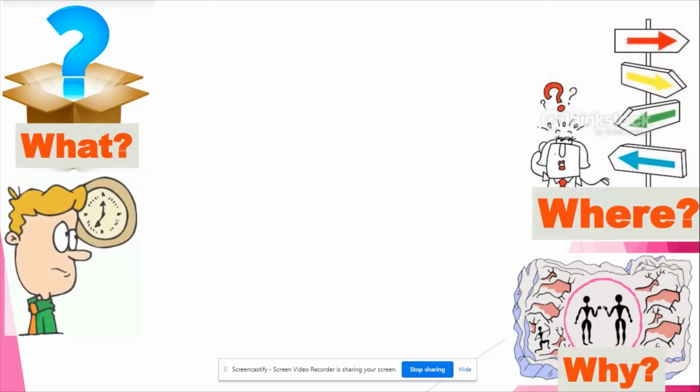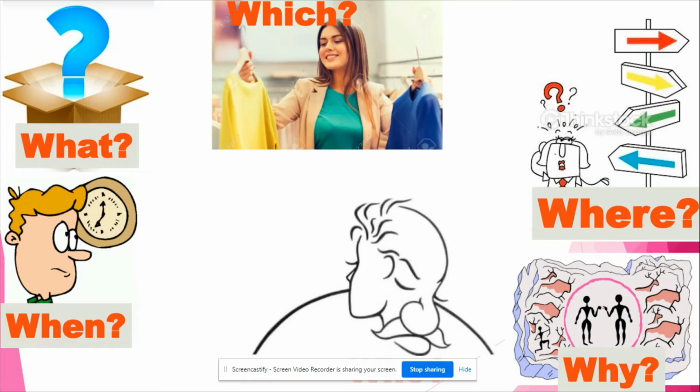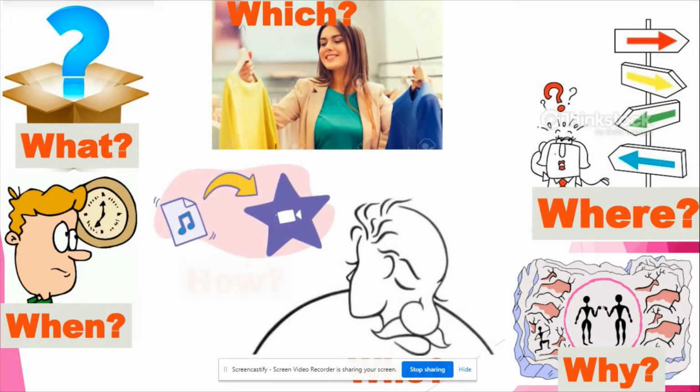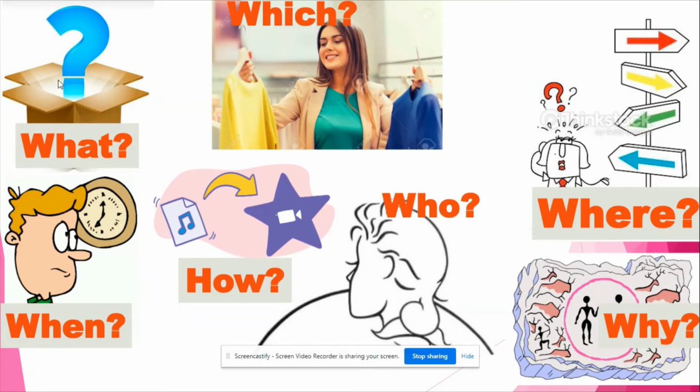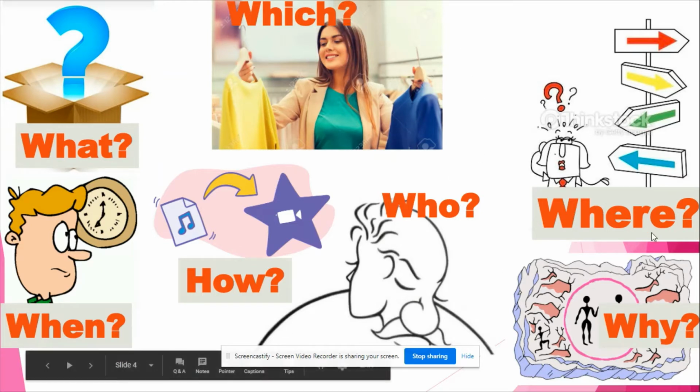So we have 6 different types of WH question words, which we're going to look at today, plus how. So we have what, which, where, why, when, who, and how. Let's go ahead and practice that pronunciation. Let's begin with what, which, where, why, who, when, how.